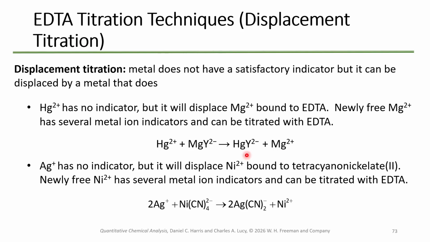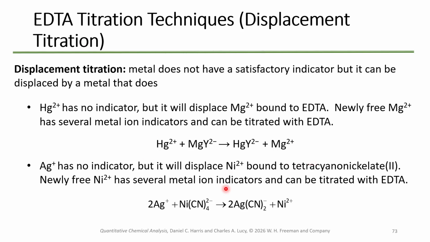And so this is actually the reaction we would see here. If we have mercury 2 plus, it's going to displace the magnesium 2 plus, freeing it, and then that will bind with your indicator, right? And so we can do a forward titration. It's just a displacement titration in this case.